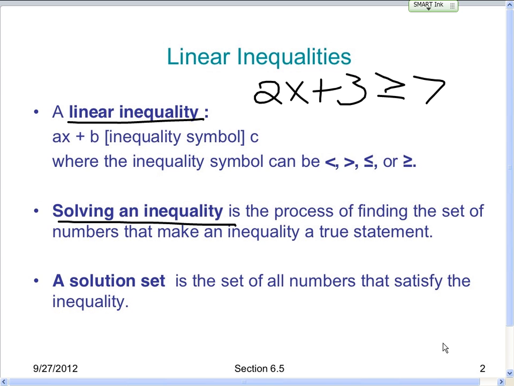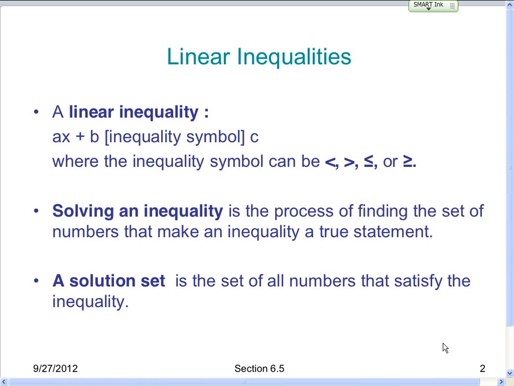To solve an inequality, that's the process of finding the set of numbers that makes an inequality true. And a solution set is the set of all numbers that satisfy the inequality. So some definitions to get you started.